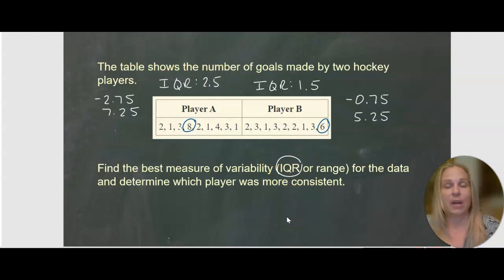So when we look at the IQR, the way that we use it is the smaller the number, the more consistent the player, because it means that their results were all kind of in the same place, right? They're closer together. They got pretty much the same thing every time. So that would mean more consistency. So the player that was more consistent was player B.